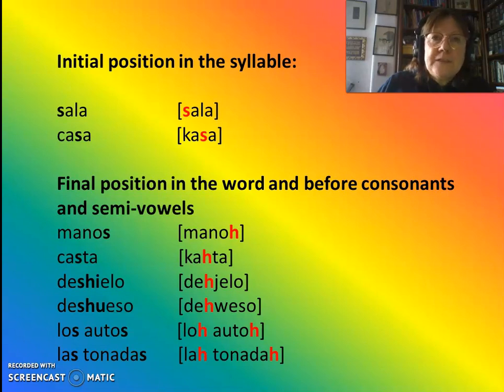If we don't pay attention, it might seem that Santafesinian people don't pronounce anything, but we can clearly distinguish the difference between "mano" and "manos," or "las tonadas" and "la tonada." And that is evident in words like "casta," "deshielo," "deshueso," "los autos," etc.